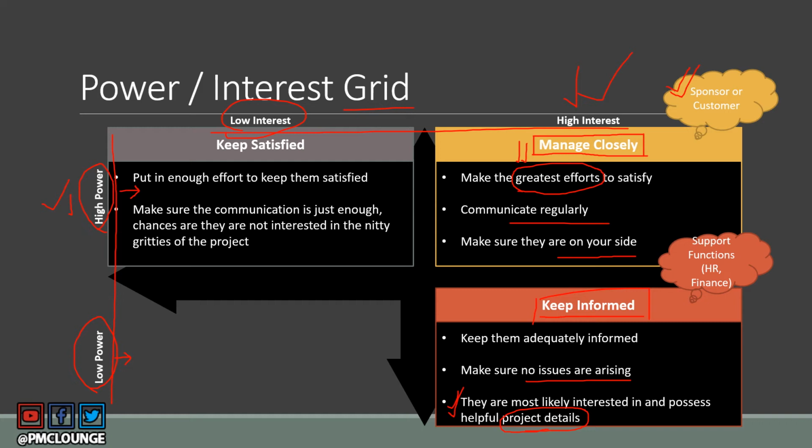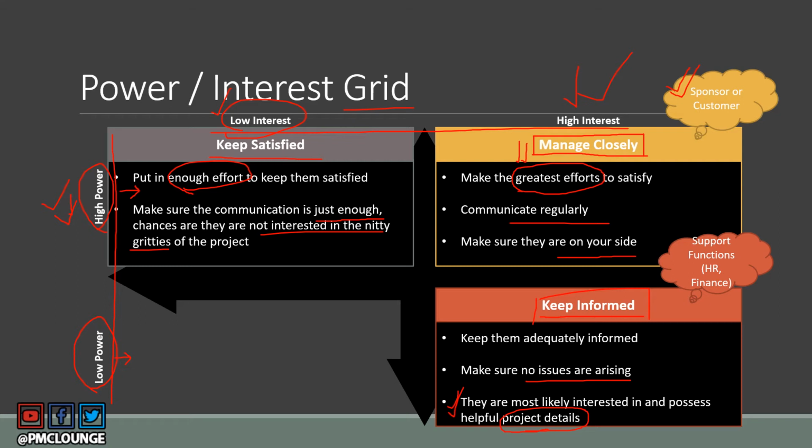Next is stakeholders that have high power but very low interest in your project. So what do you do with them? You need to keep them satisfied. You need to put enough effort to keep these kind of stakeholders satisfied. You also need to make sure that the communication is just enough, right? Chances are they are not really interested in the nitty gritties. You don't have to bore them with day-to-day project status.